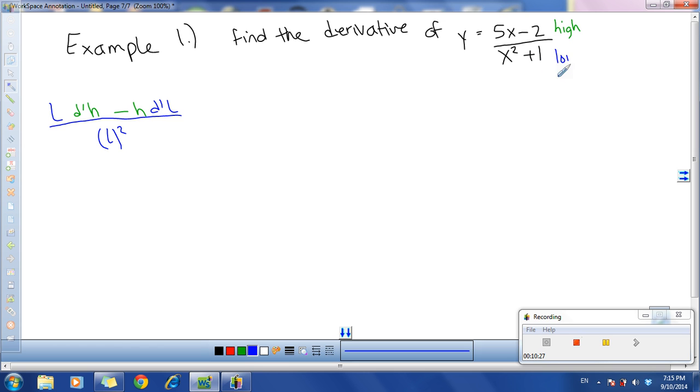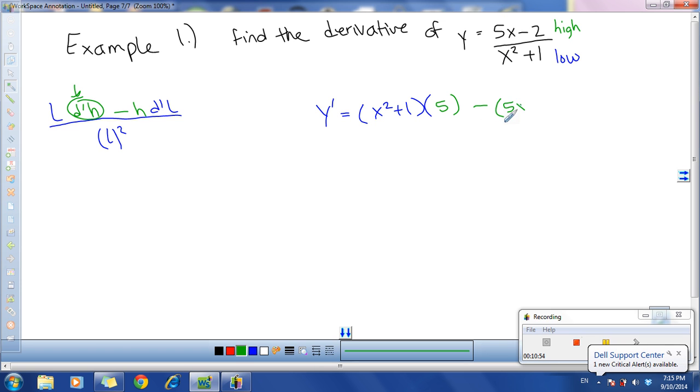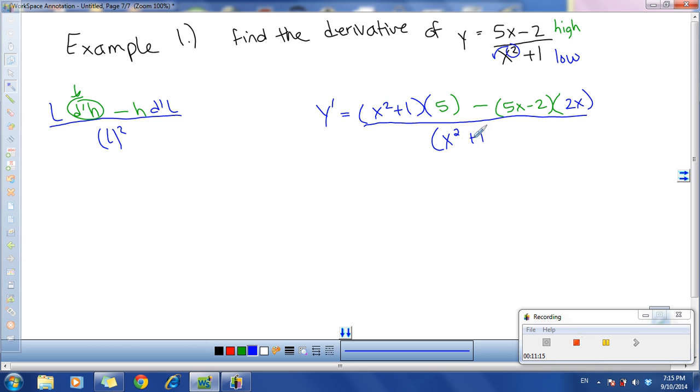This is the denominator, so it's low. So to find the derivative, y prime, we do low, so the whole denominator, times the derivative of the high, of the numerator. So the derivative of 5x minus 2 is just 5. And then minus high again, so high is 5x minus 2. And then d low, so the derivative of the denominator is, we take that exponent out in front, so it's just 2x. And then the derivative of 1 is 0, so it's just 2x. All over low squared, so I'm going to have all over the whole denominator squared. Okay?